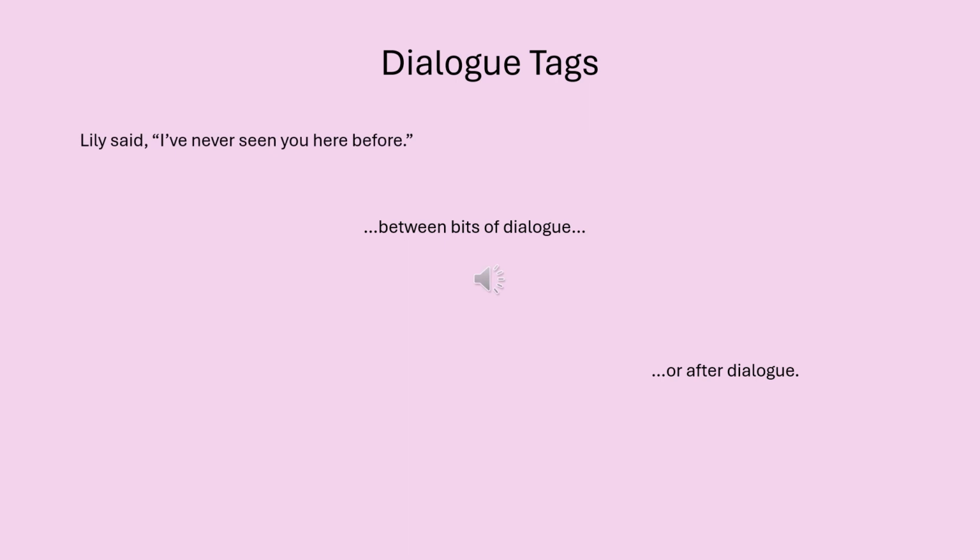So, first, Lily said, "I've never seen you here before." The dialogue, the words actually said, we're just going to call that dialogue for the moment. The dialogue is, "I've never seen you here before." The dialogue tag is Lily said. Lily said, comma, "I've never seen you before." The dialogue tag is connected to the sentence that is said, the dialogue, with a comma. Between bits of dialogue.